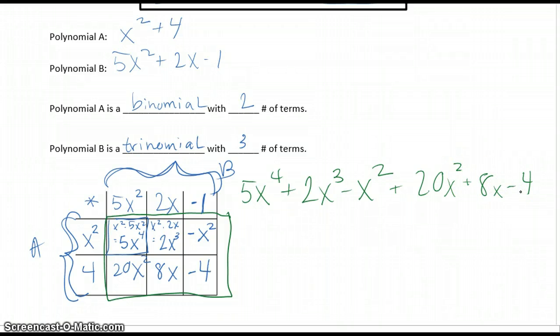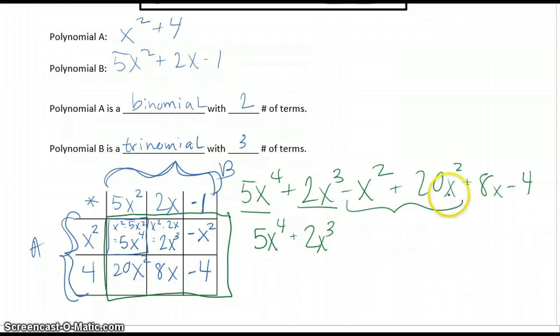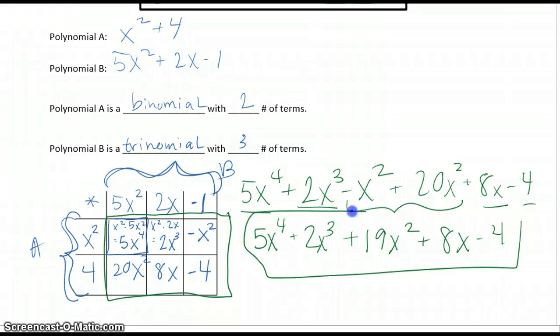We can combine our like terms here. We only have one term with x to the fourth, so 5x to the fourth stays the same. 2x to the third stays the same. It's the only term we have with x to the third. We have two terms here that have an x squared in them, so 20x squared and a minus 1x squared gives us a total of 19x squared. We have an 8x and minus 4. That is our final answer.